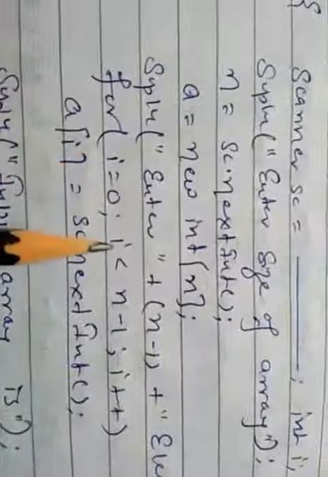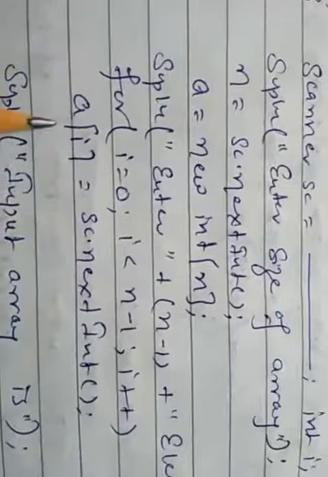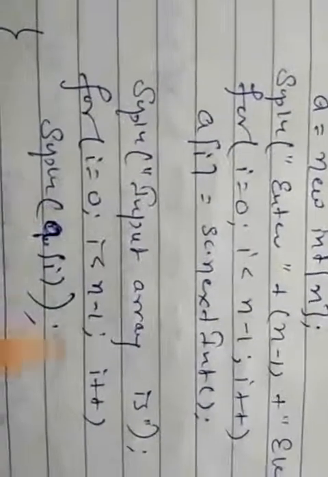So for i equals 0, i is less than n minus 1, a of i equals sc.next, so the input array is 0 to n minus 1. We are displaying the input array.